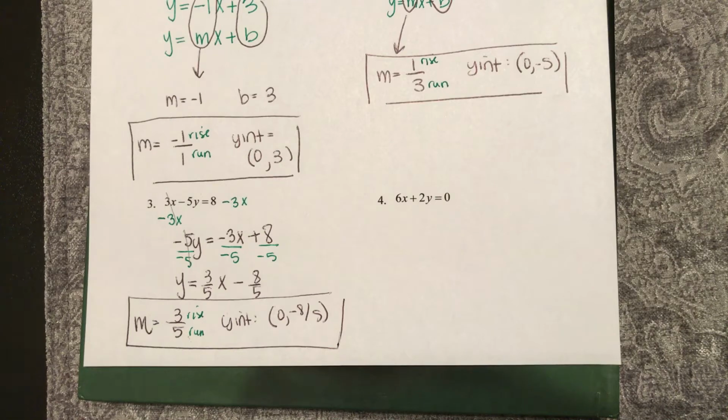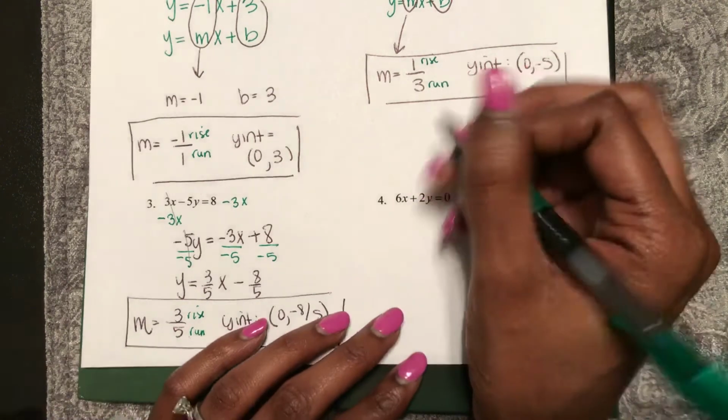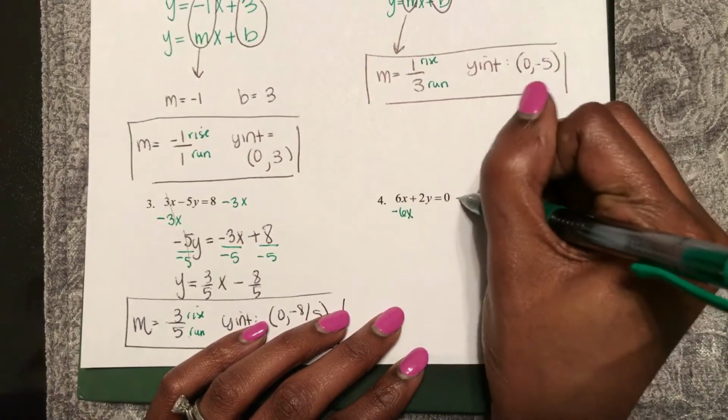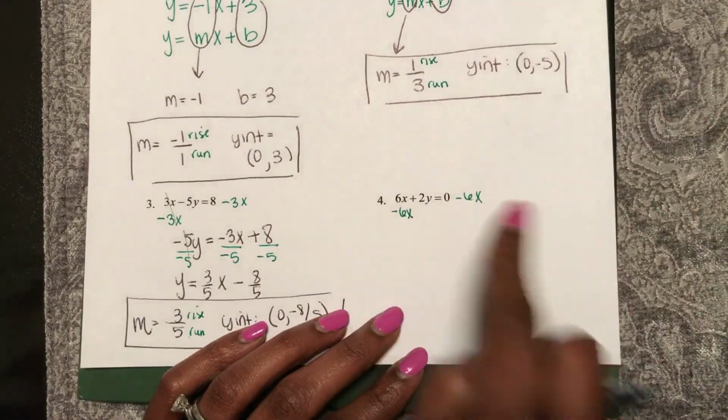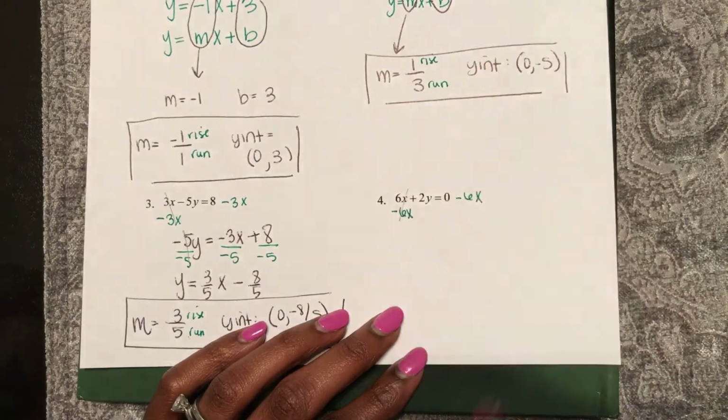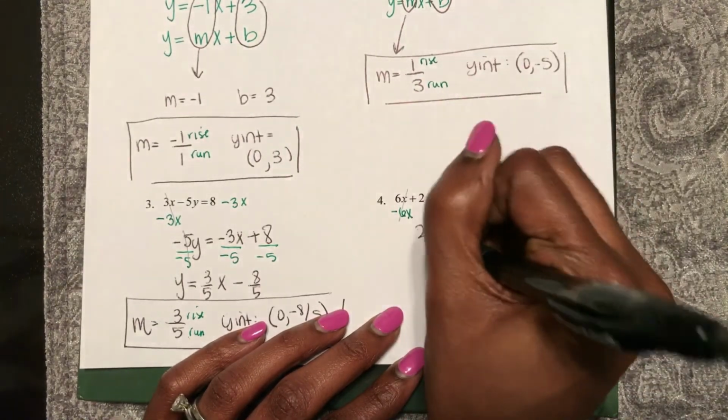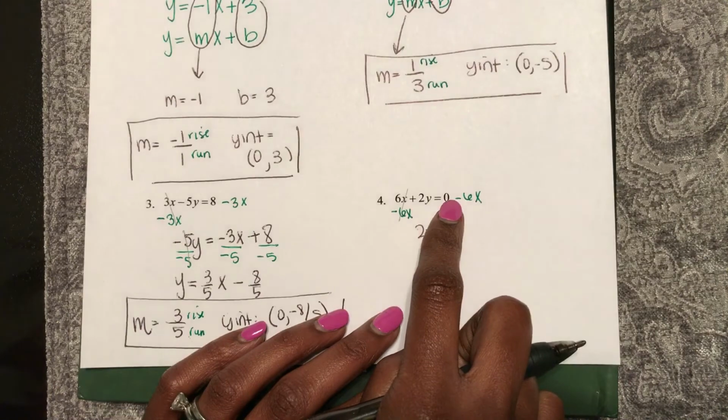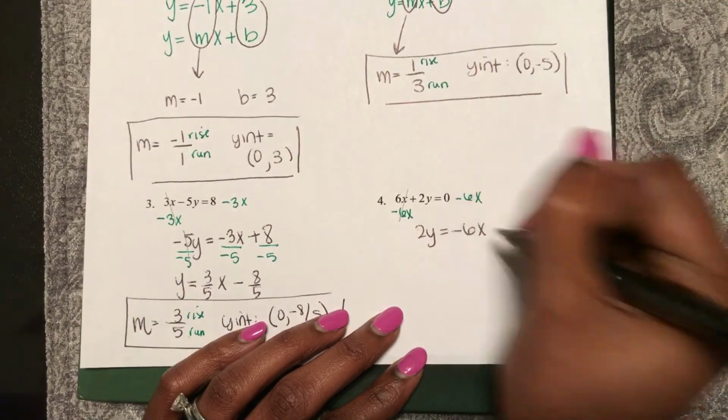So let's try this next one now that you've seen me do one. So once again, in order to find the slope and the y-intercept, I need to manipulate this equation to put it into slope-intercept form. In order to do that, I must isolate y. So in order to isolate y, the first thing I'm going to do is move this term with my x over to the other side. So I'm left with 2y. Well, what's 0 minus 6x? That's just negative 6x.